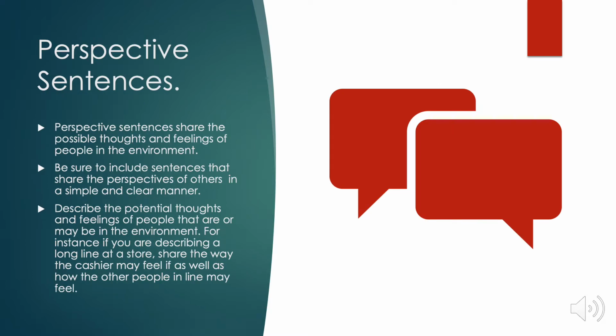Perspective sentences. Perspective sentences share the possible thoughts and feelings of people in the environment. Be sure to include sentences that share the perspective of others in a simple and clear manner. Describe the potential thoughts and feelings of people that are or may be in the environment. For instance, if you are describing a long line at a store, share the way the cashier may feel, as well as how the other people in line may feel.